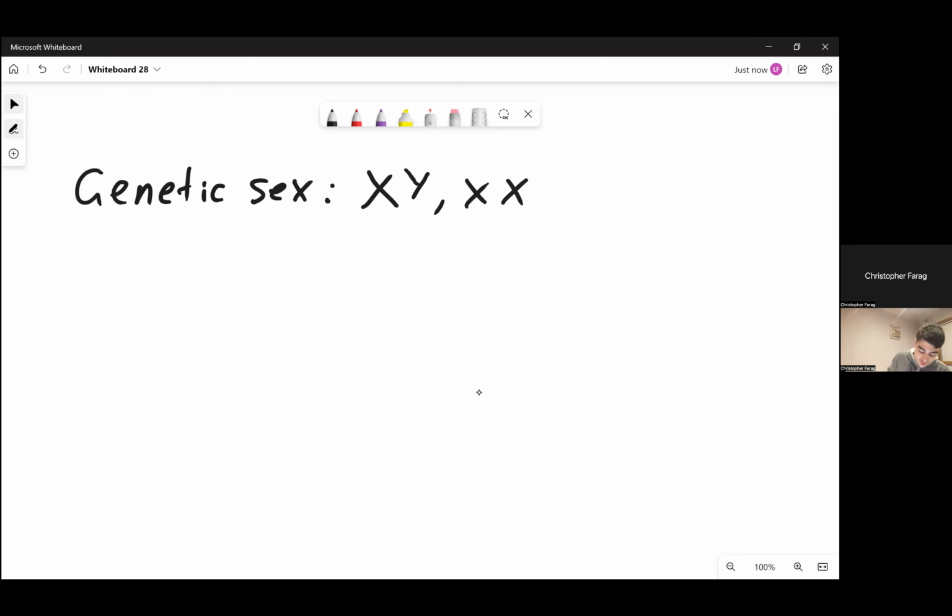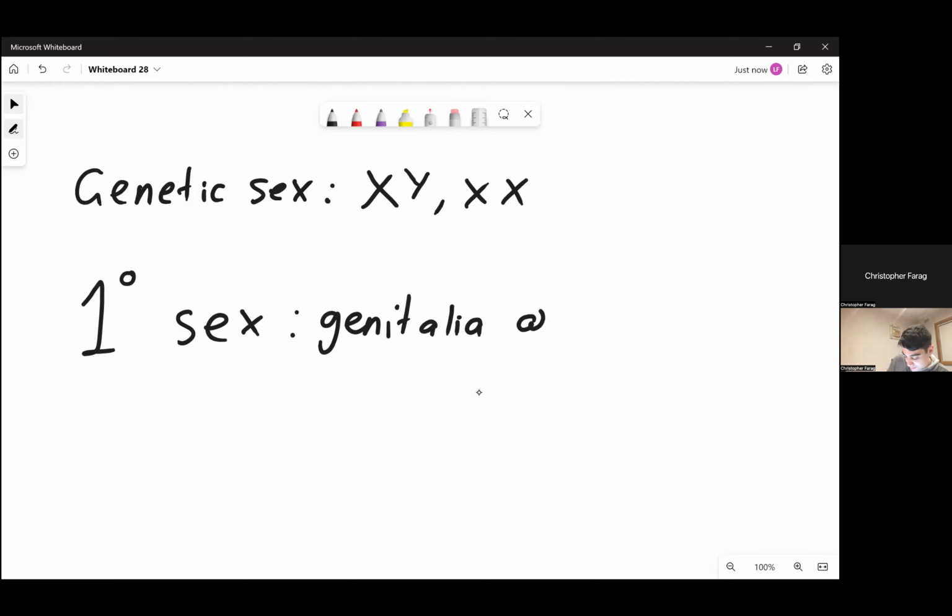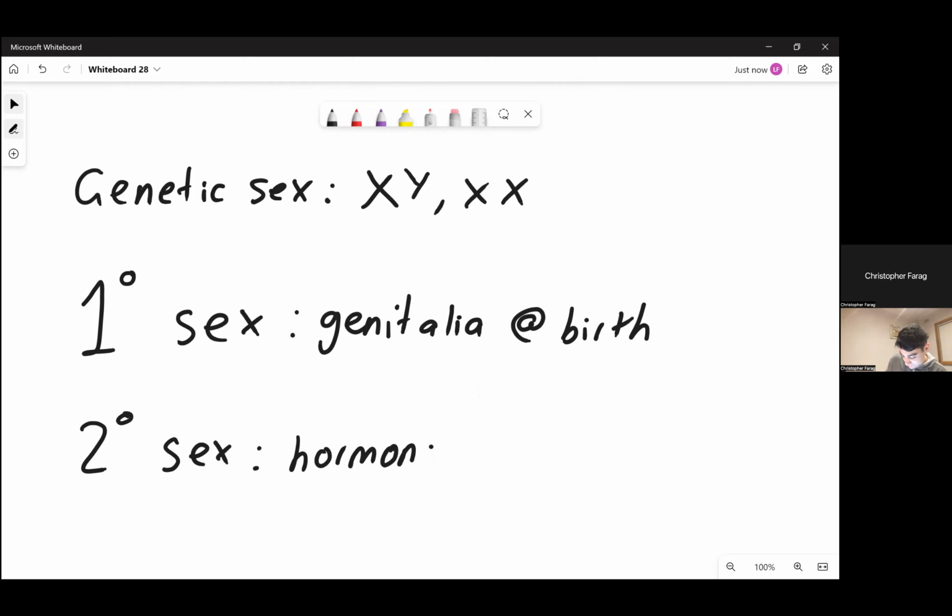Okay. Your primary sex is categorized by your genitalia at birth. Typically, males will develop with testes, whilst females will develop with ovaries. Again, speaking in the majority of cases here. And then finally, we have secondary sex, which is your hormonal changes at puberty.